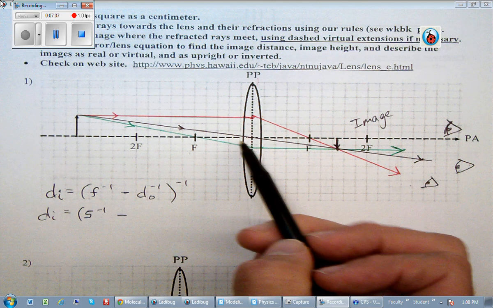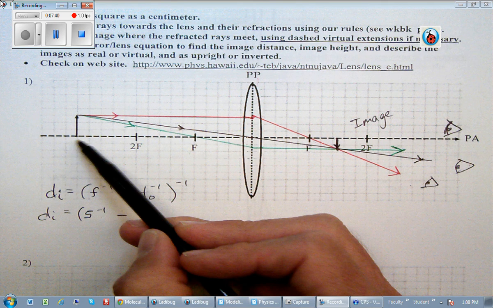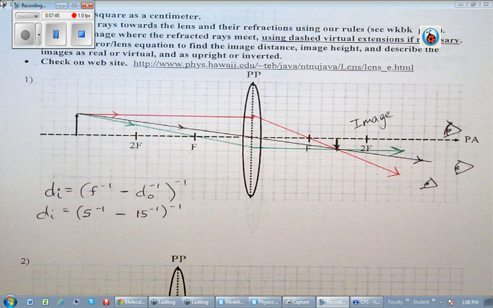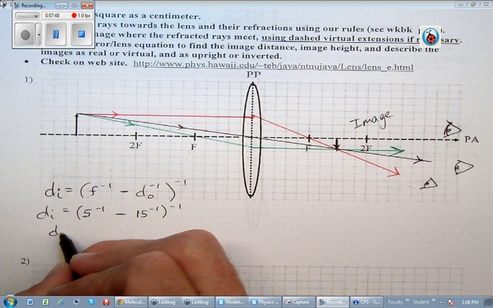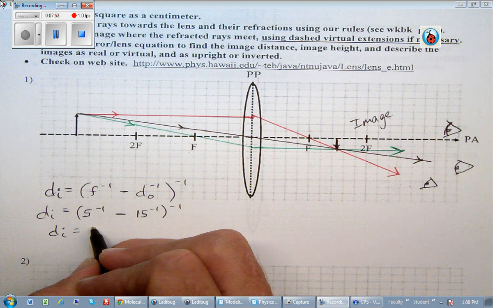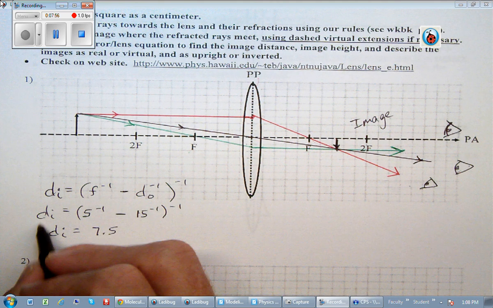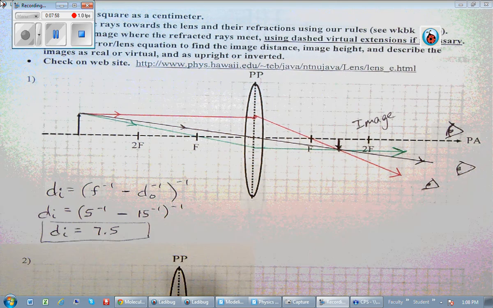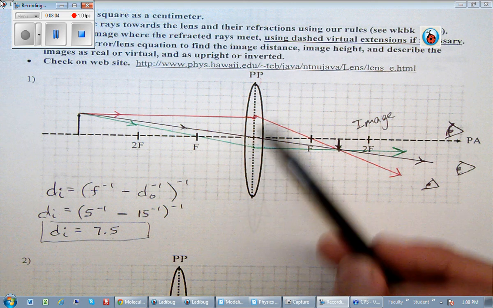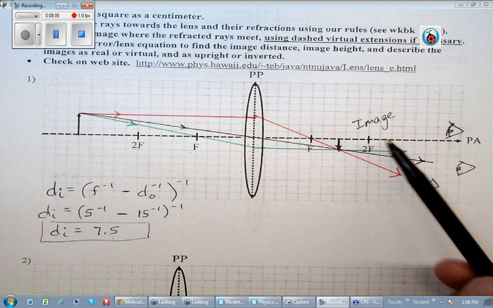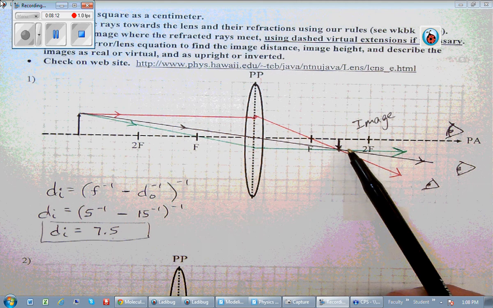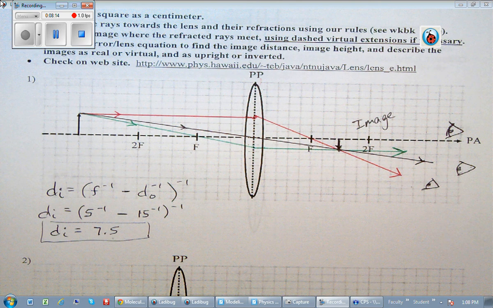And then we measure how far the object is from the lens. If we count, that's 15 squares. You can trust me on that, or you can count for yourself. And then a lot of people forget to do this last little inversion step. So if you did that on mirrors, don't make that same mistake here. This will give you 7.5 for DI. Now, a positive image distance always means it's a real image. This is where all the real refracted rays are, over here on the other side. For mirrors, all the real stuff was on the same side as the object, but for lenses, all the real stuff is on the other side because light goes through a lens, it doesn't bounce off of it.